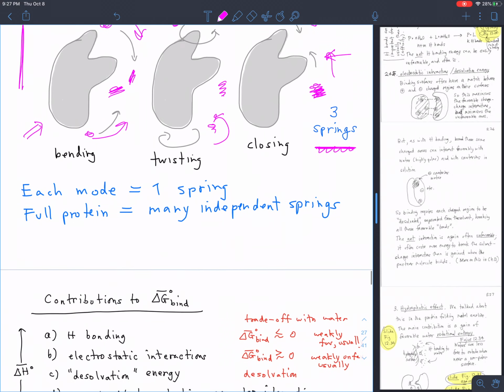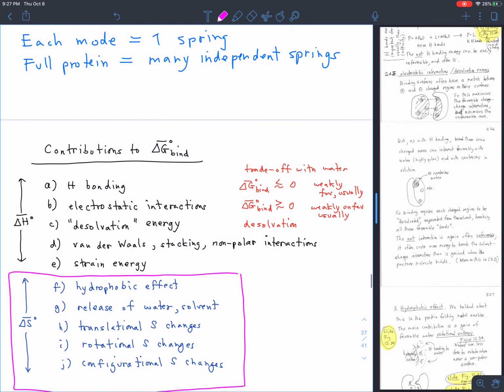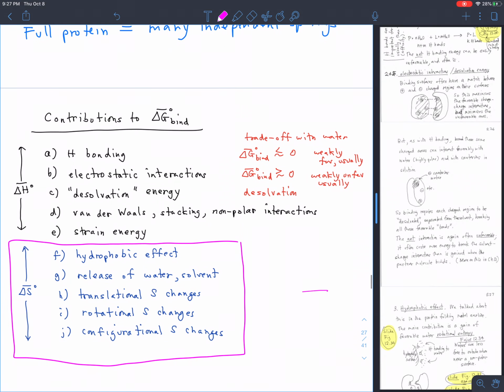All right. That is all for the delta H contributions. The next thing we're going to talk about are the delta S contributions, but we've gone on long enough for today, so we'll save that for next time.